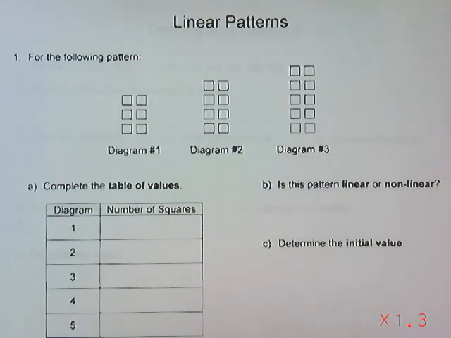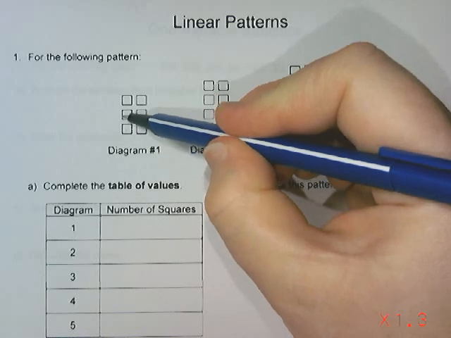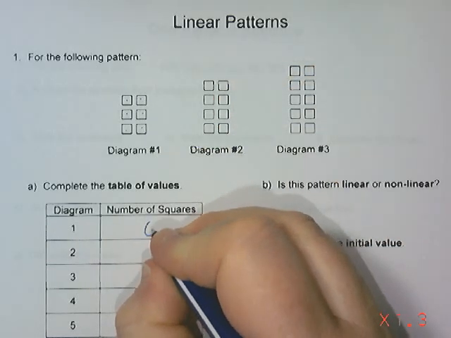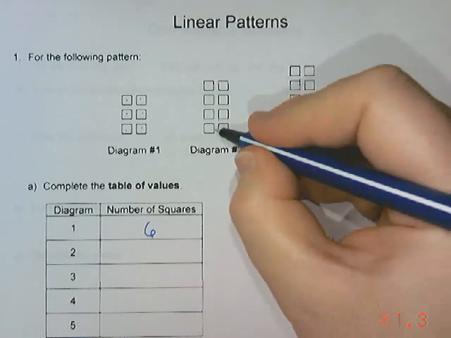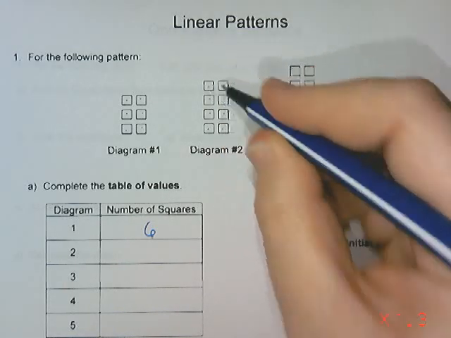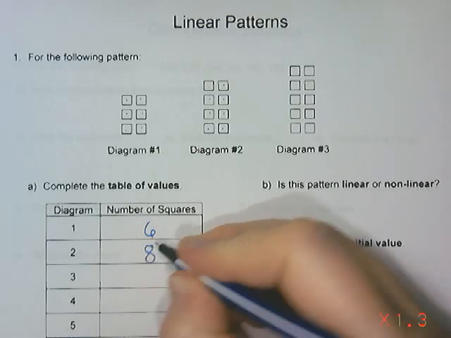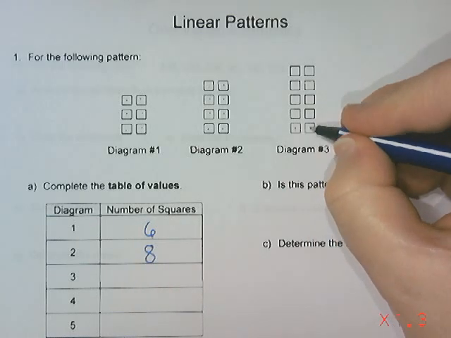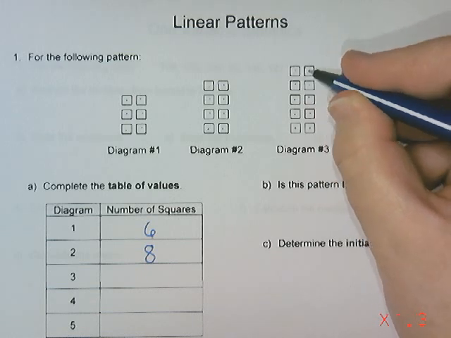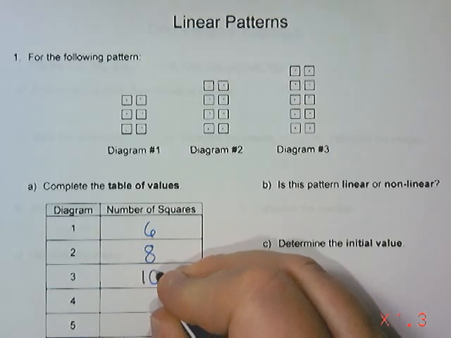So in diagram 1, there are 1, 2, 3, 4, 5, 6 squares. In diagram 2, there are 1, 2, 3, 4, 5, 6, 7, 8 squares. And then in diagram 3, I have 1, 2, 3, 4, 5, 6, 7, 8, 9, 10 squares.